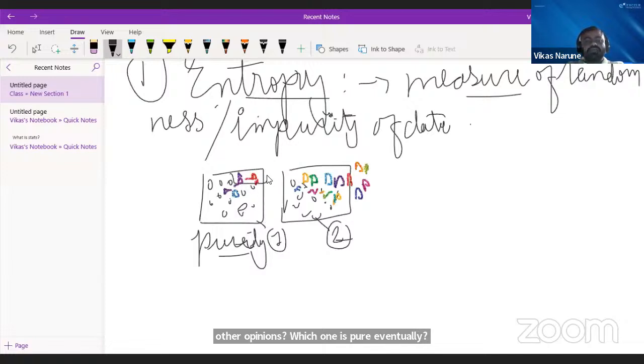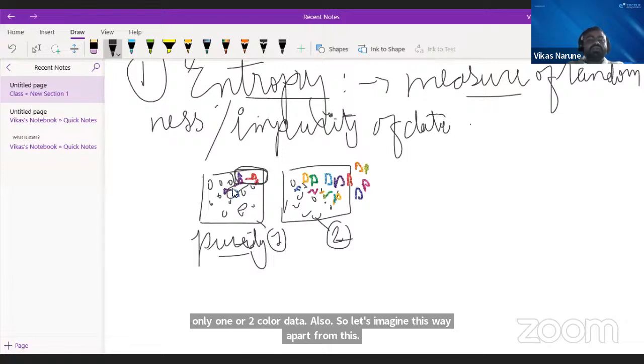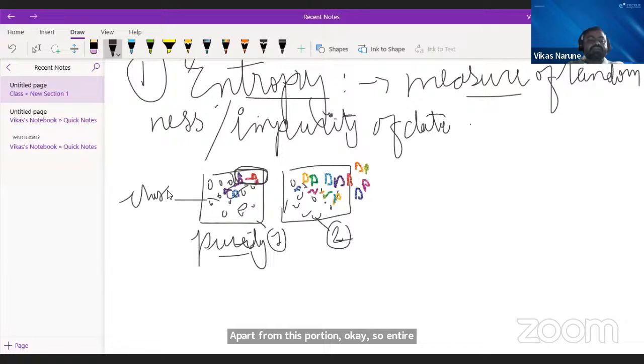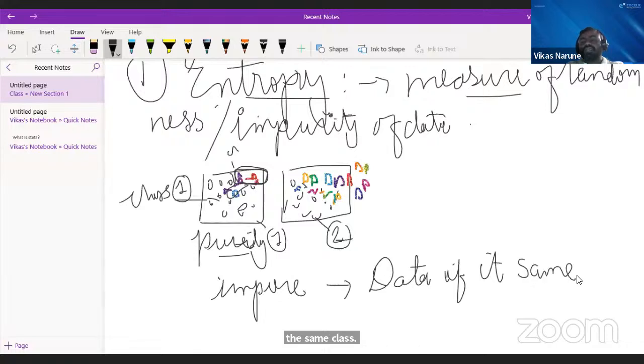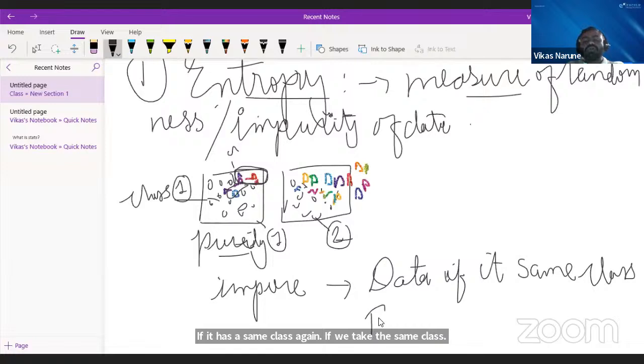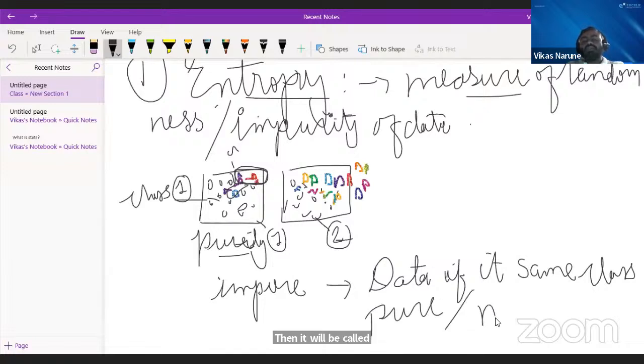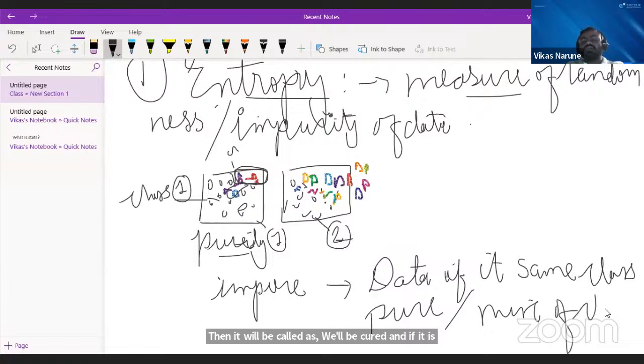Awesome, sir. So let's imagine it this way. Apart from this portion, the entire data belongs to class 1, the circle, and this is class 2. If I want to say whether my data cluster is pure or impure: if whatever data set we have contains the same class, then it is called pure. And if it is a mixture of all the classes, or labels, guys, it is called impure. That's how it is.